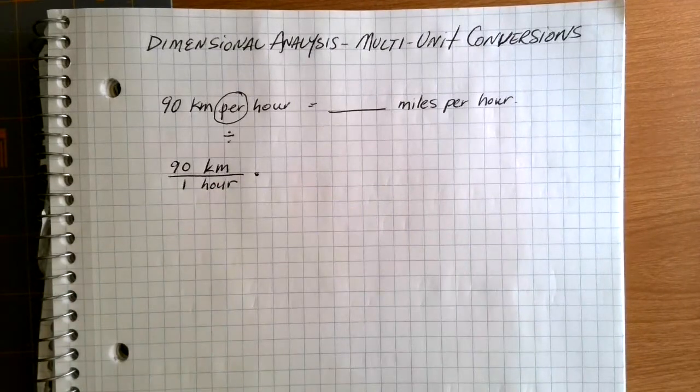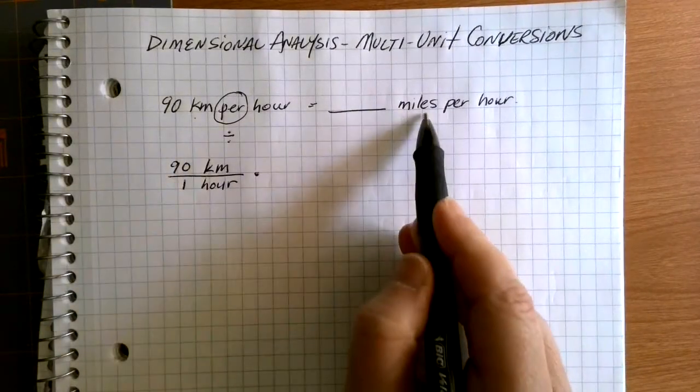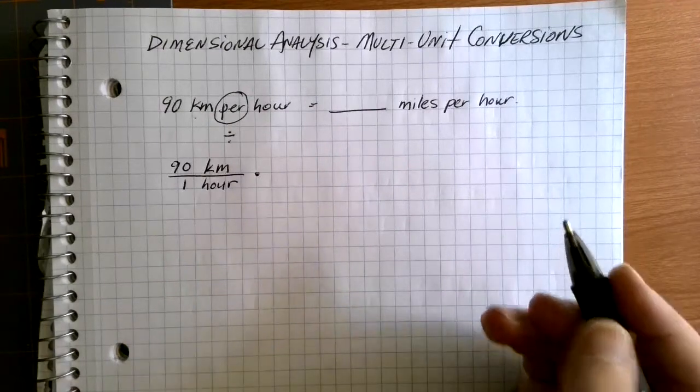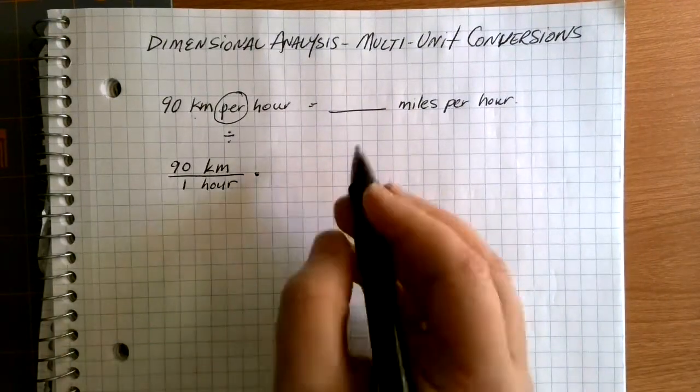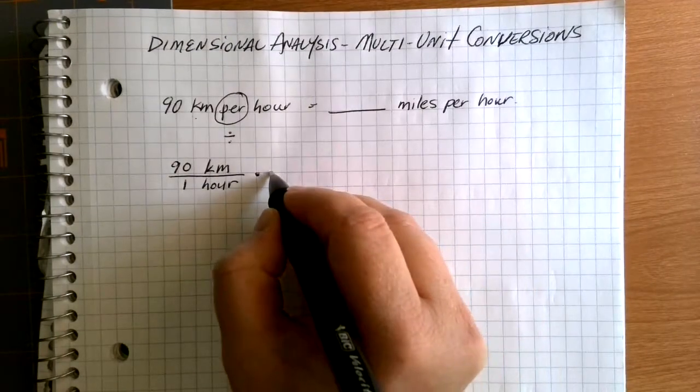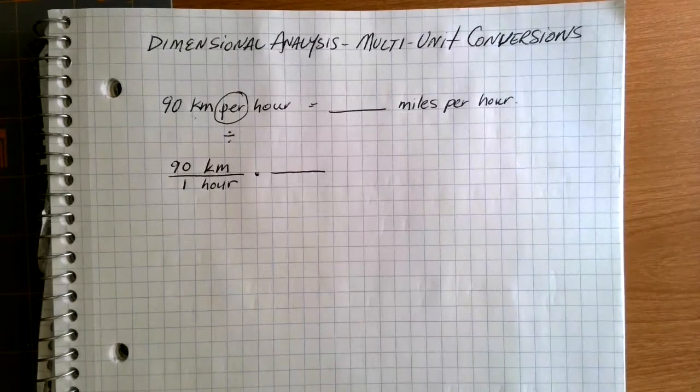Now, when we go to do our dimensional analysis, notice that I have kilometers here and miles here. So I need to take a moment and figure out what that conversion factor is going to be. What's the relationship between kilometers and miles? Well, you can go and check out the conversion table if this isn't a value that you're familiar with. And if I check that out, I find that 1.6 kilometers is equal to 1 mile.